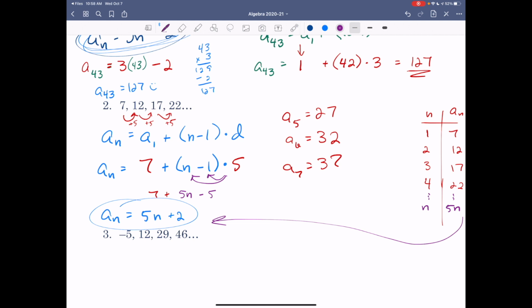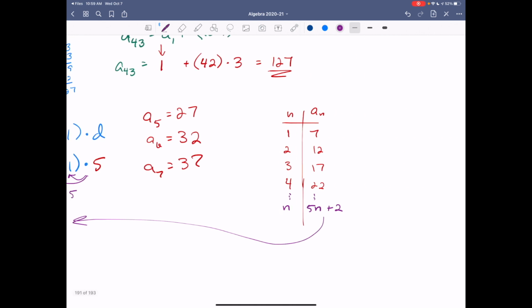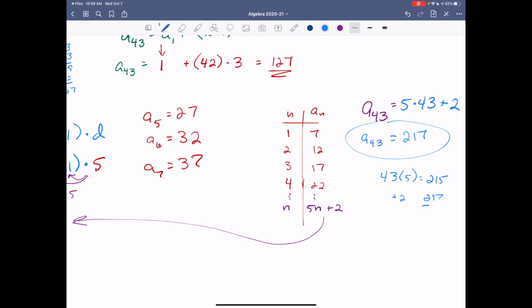William? Yes. So what's step 43 going to be? A sub 43 would be what? 43 times 5 plus 2. 43 times 5 plus 2, which is 217. Seems right. 43 times 5 should be 215 plus 2, 217.